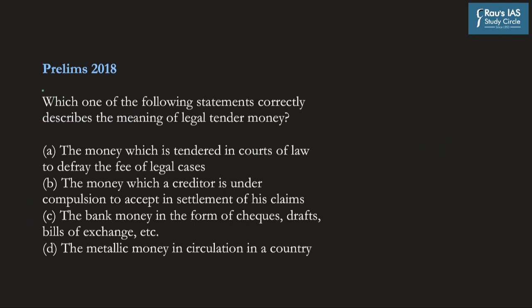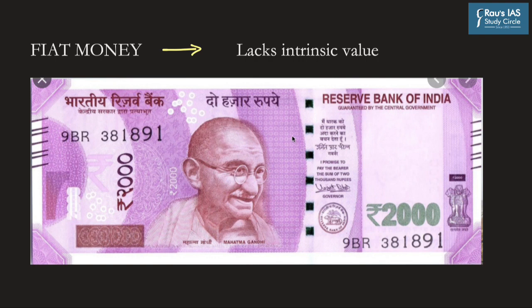Now let's take up another question asked in the prelims of 2018. The question was, which of the following statements correctly describes the meaning of legal tender money? Now to understand this question, let us first of all understand fiat money. Now generally it is said that fiat money lacks intrinsic value. So what is the meaning of this particular term? Now see, I have taken a screenshot of rupees 2000. So what is the meaning of intrinsic value? Intrinsic value refers to the true value. So the question is, is the true value of this piece of paper mentioning rupees 2000 its real value? No, it's not the real value.